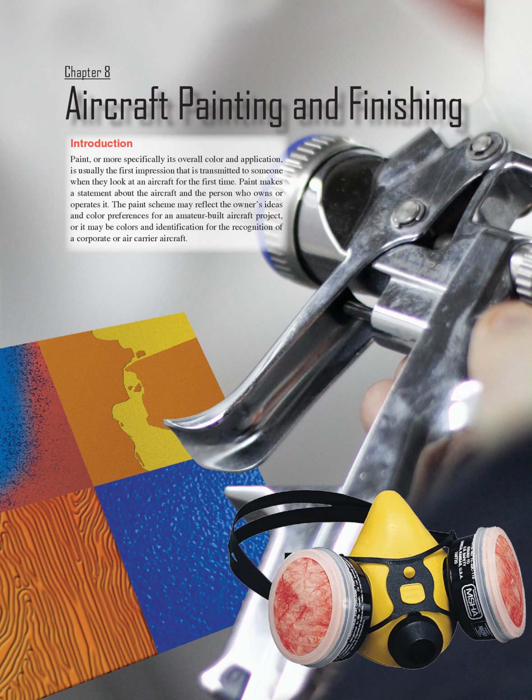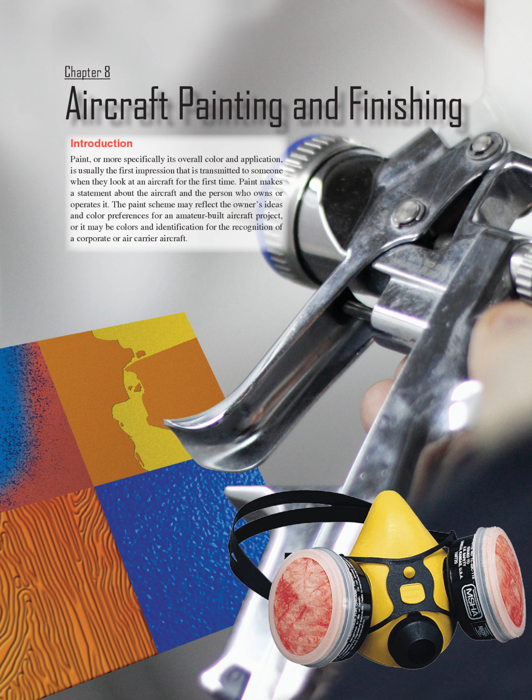Chapter 8 Aircraft Painting and Finishing Introduction. Paint, or more specifically its overall color and application, is usually the first impression that is transmitted to someone when they look at an aircraft for the first time. Paint makes a statement about the aircraft and the person who owns or operates it.